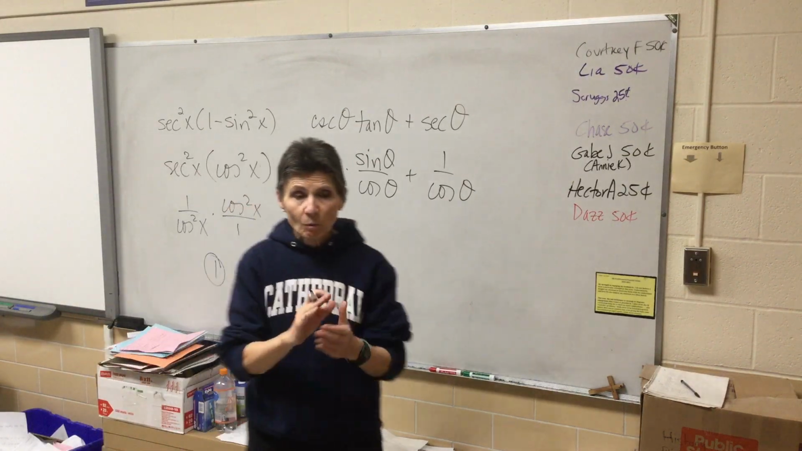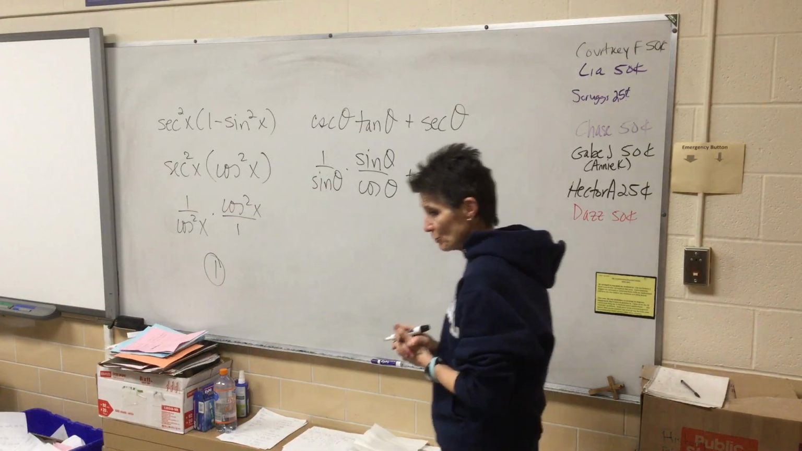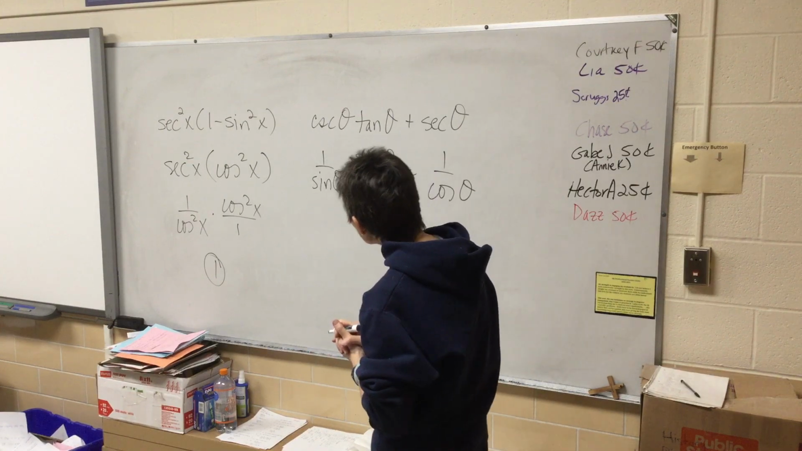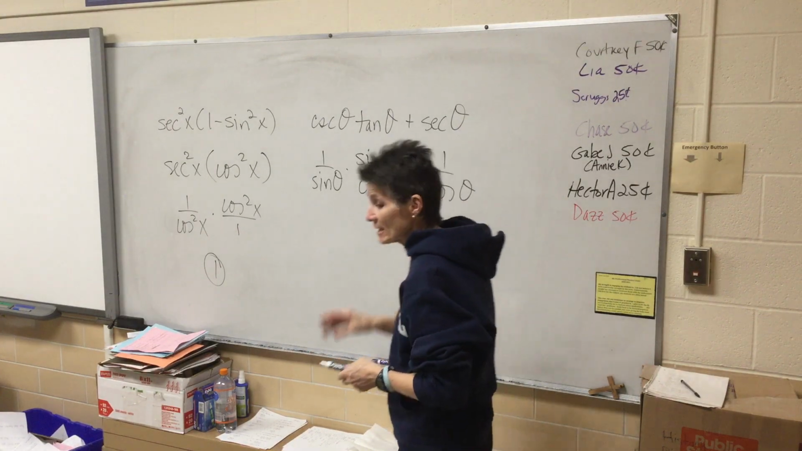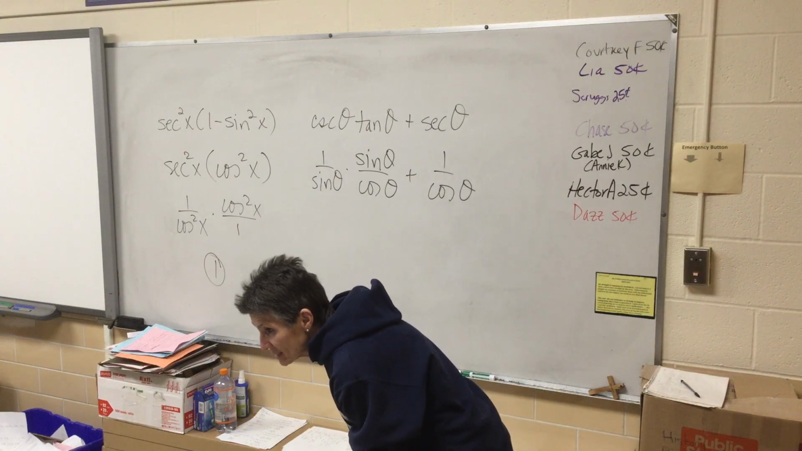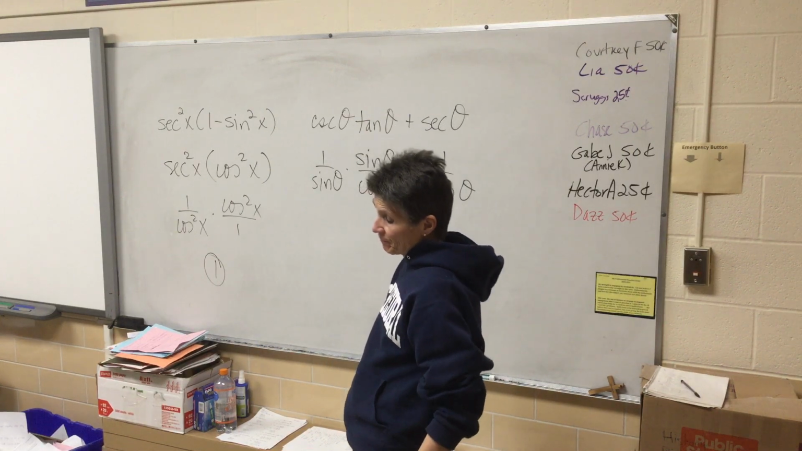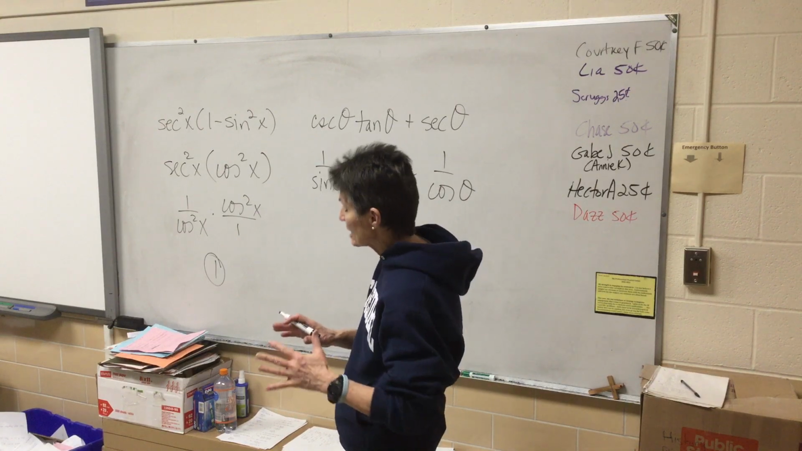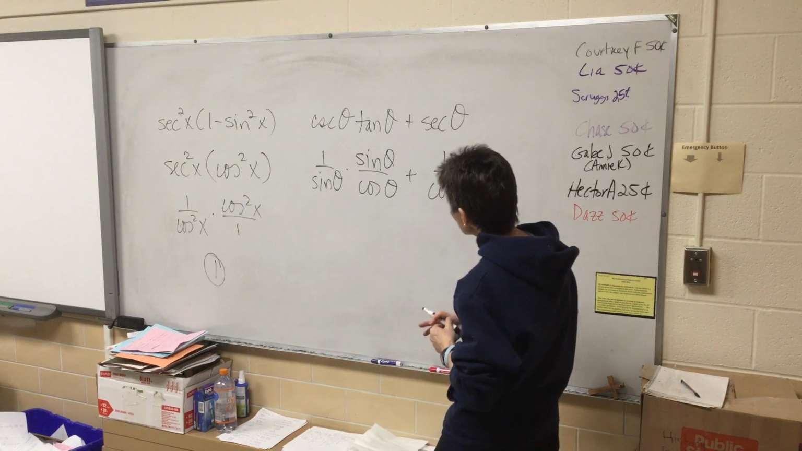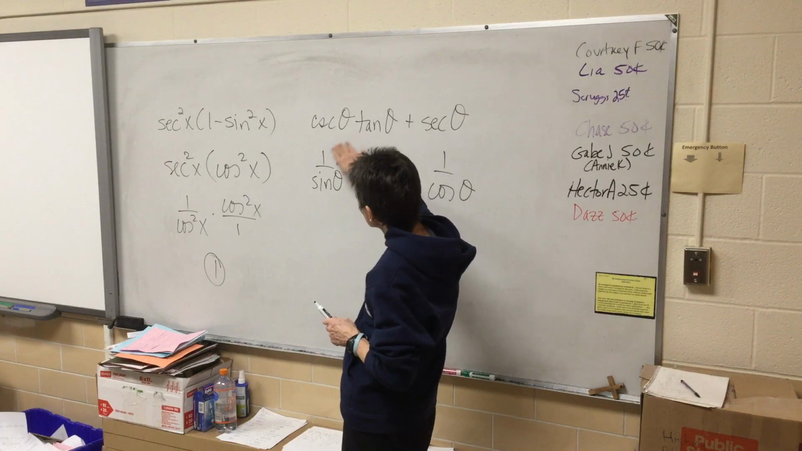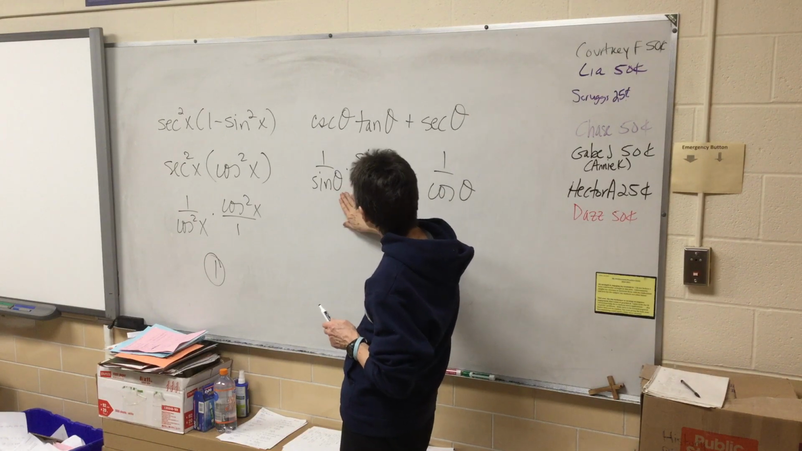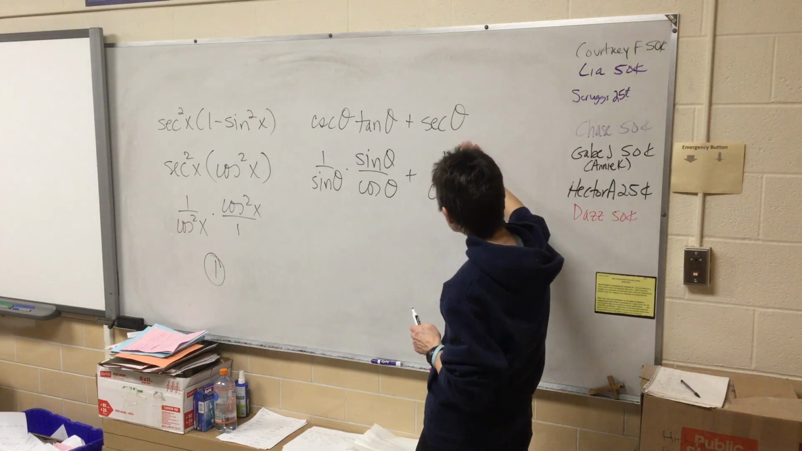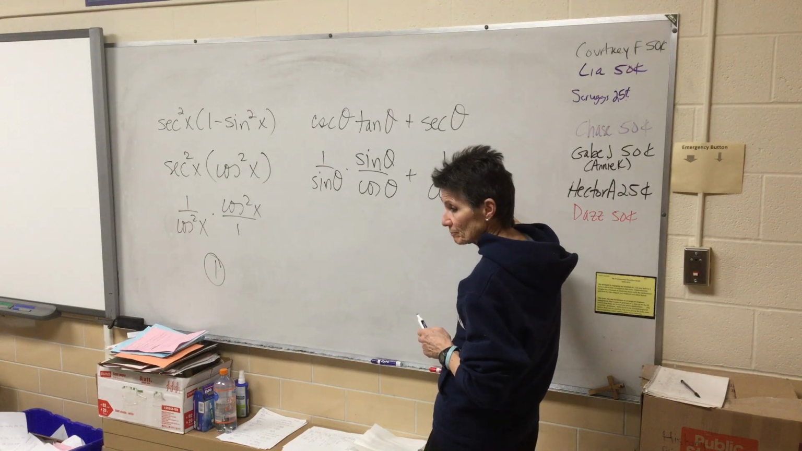So, when we don't know what else to do, guys, it's a good idea to change everything into sines and cosines, because our hope is that we'll be able to cancel. So if everything's sines and cosines, it gives us a better chance of canceling. So cosecant is 1 over sine, tangent is sine over cosine, and secant is 1 over cosine.